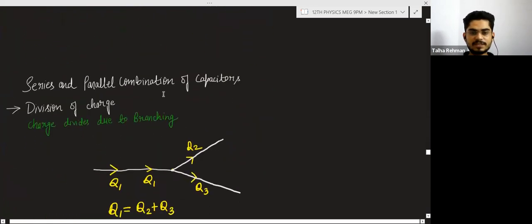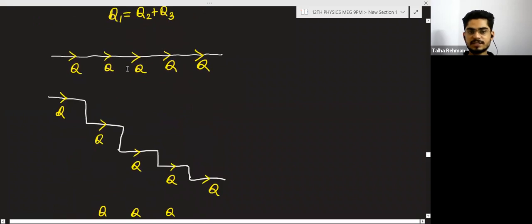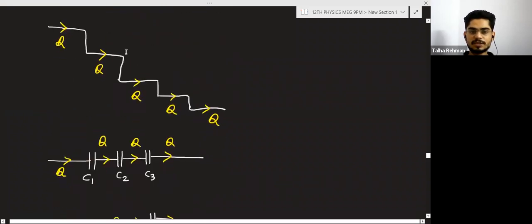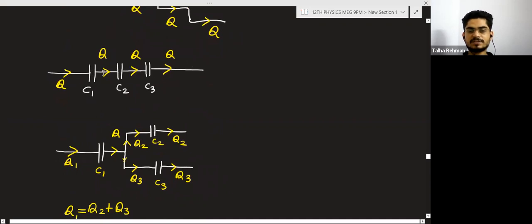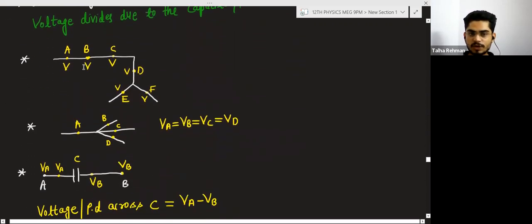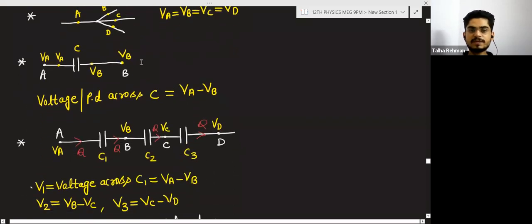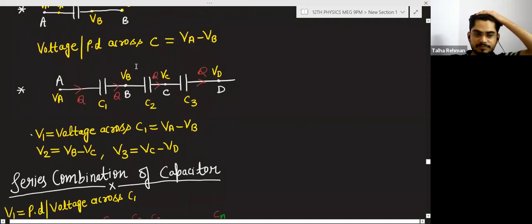So we have done this in detail. After that we have the series and parallel combination of capacitors. I have told you the charge will divide due to branching. Here the charge is the same as there is no branching, no other wire. Here also the charge is the same as the wire is the same. Here there are two branches, two different wires, so the charge will be different, and the voltage does not change with respect to branching. The voltage will drop when there are capacitors or resistors in the path.